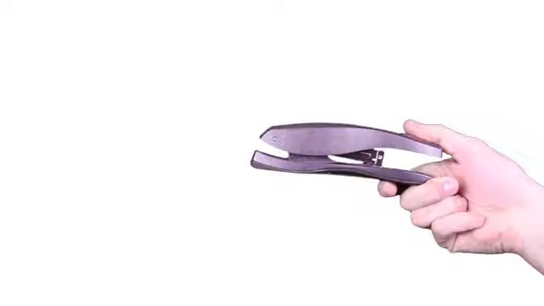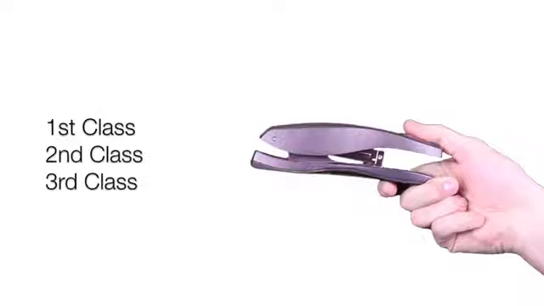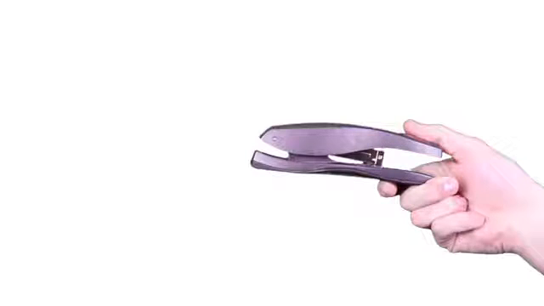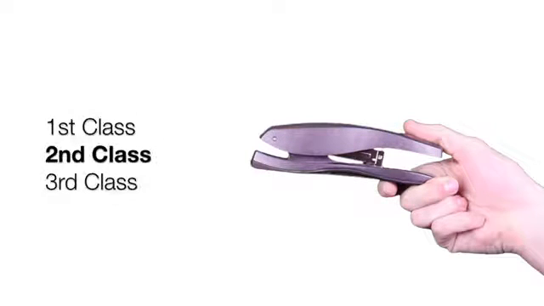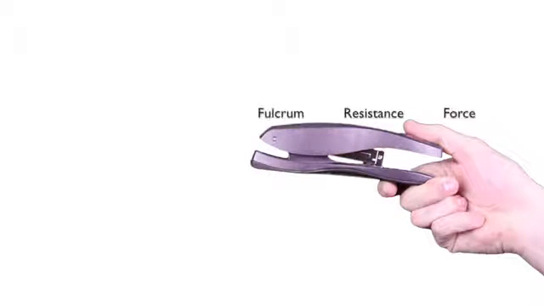Now that we've defined all three classes of levers, I'm going to show you a series of images. Now I want you to identify each one of these images as a certain type of lever. Let's get started with this first image. What is it? First, second, or third class lever? That's right, second class lever, because the resistance is in between the fulcrum and the effort.